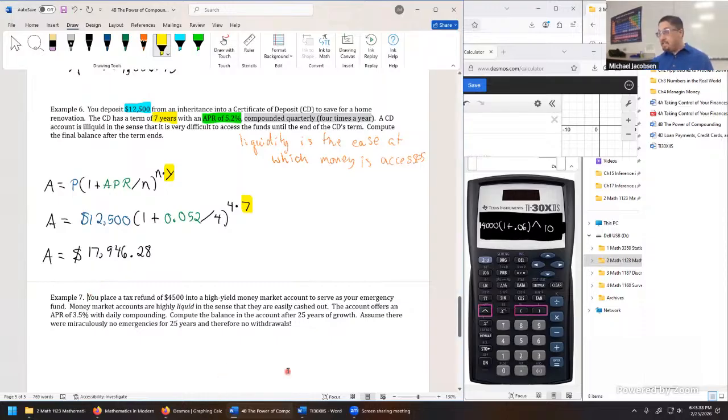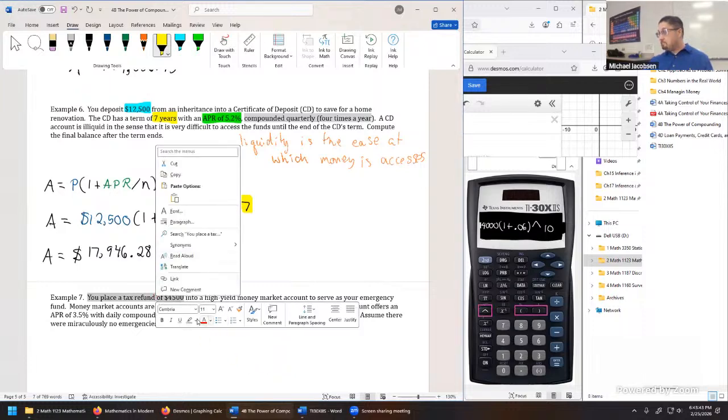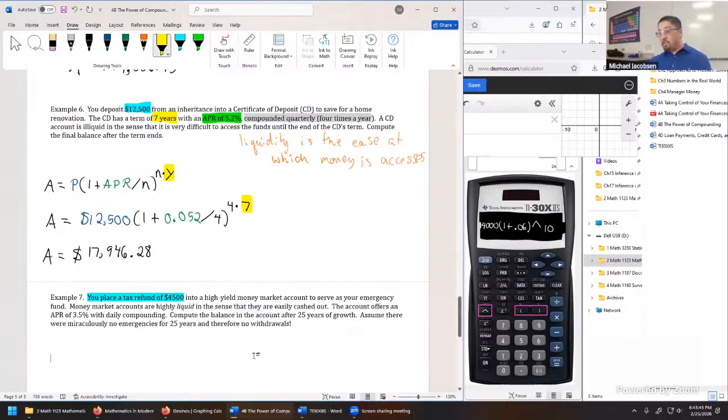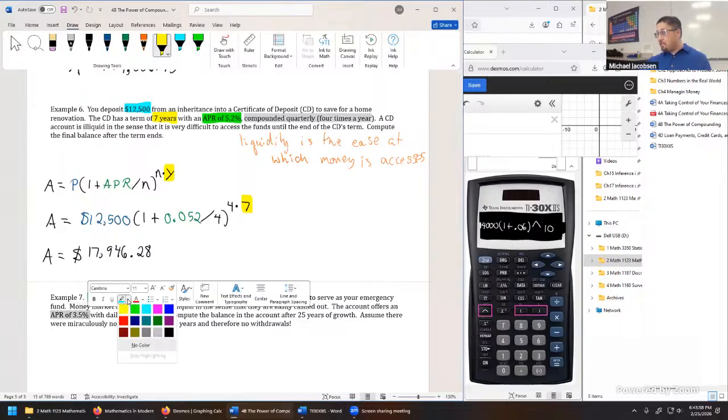The story of this problem says you place, it looks like a tax refund again, a tax refund of 4,500 into a high yield money market account. So that's our principal amount. To serve as your emergency fund, we're told that these accounts are highly liquid, easy to cash out, and the account offers an APR of 3.5%.